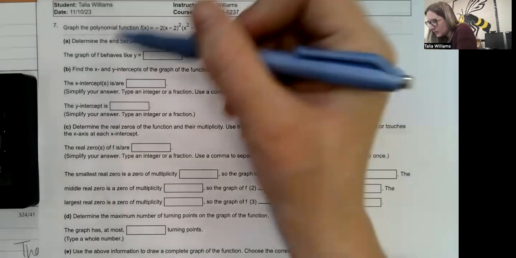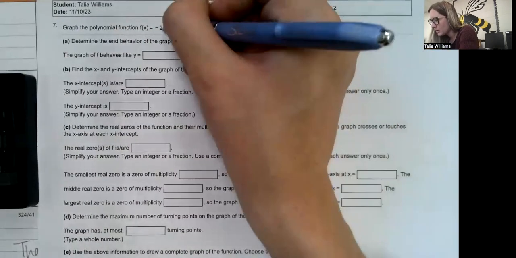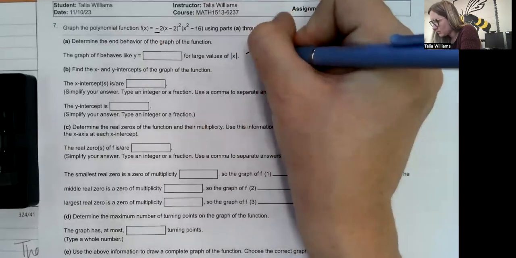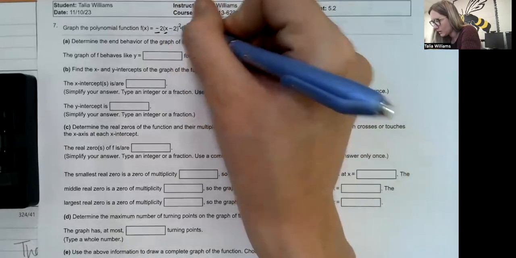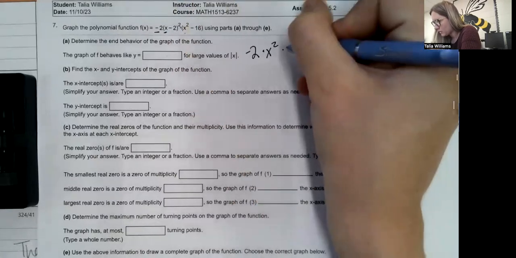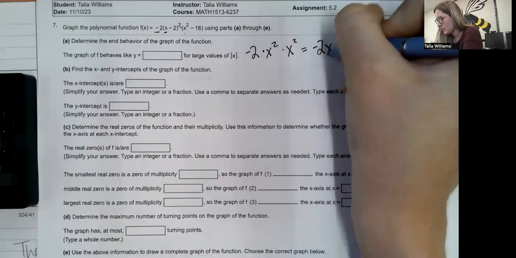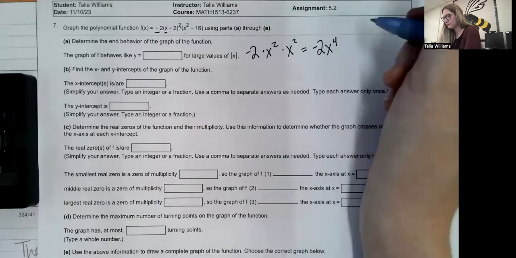So the graph behaves like y at the end values. So we take -2, and then right here we have x squared. And then we'll have this x squared as well. And you multiply those all together. So we're going to have -2 x to the 4th power.